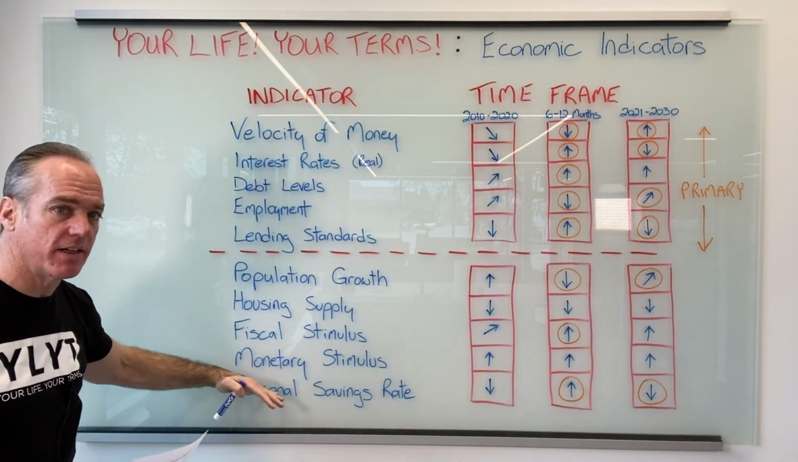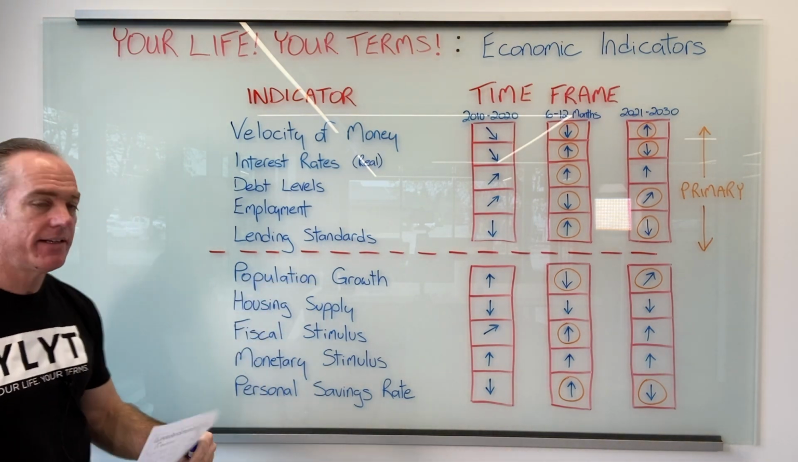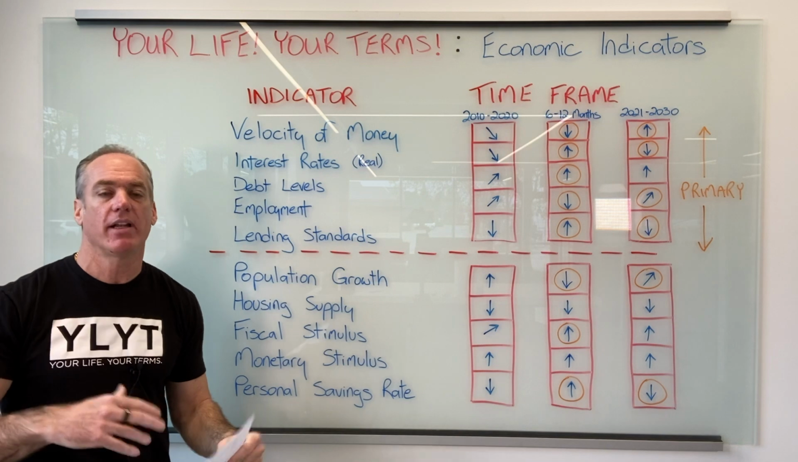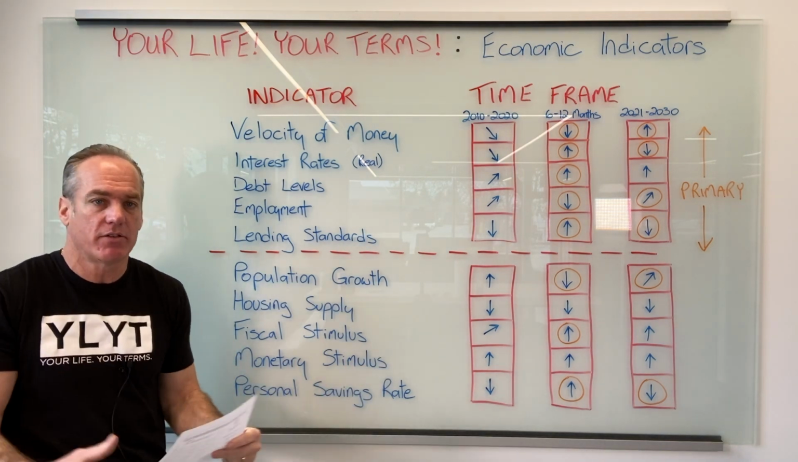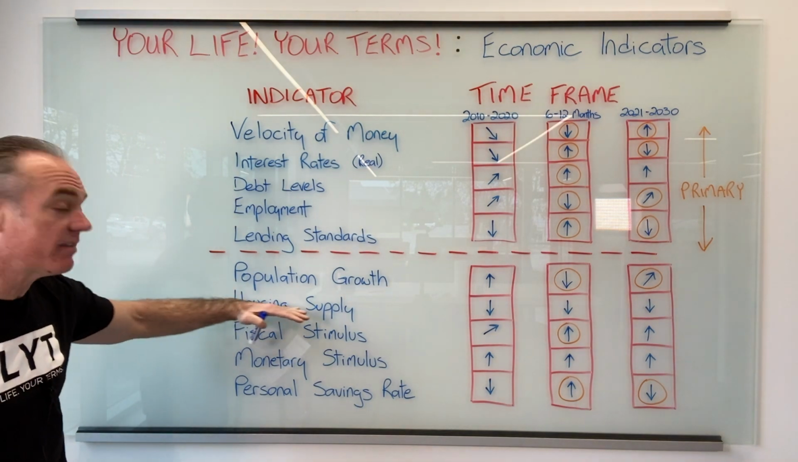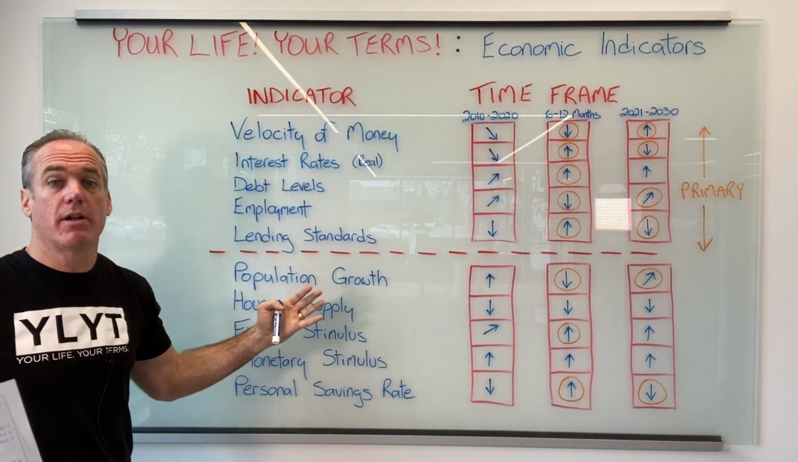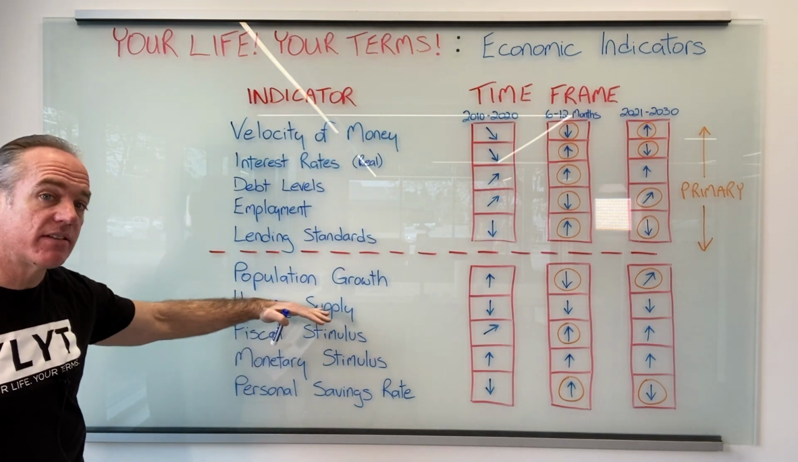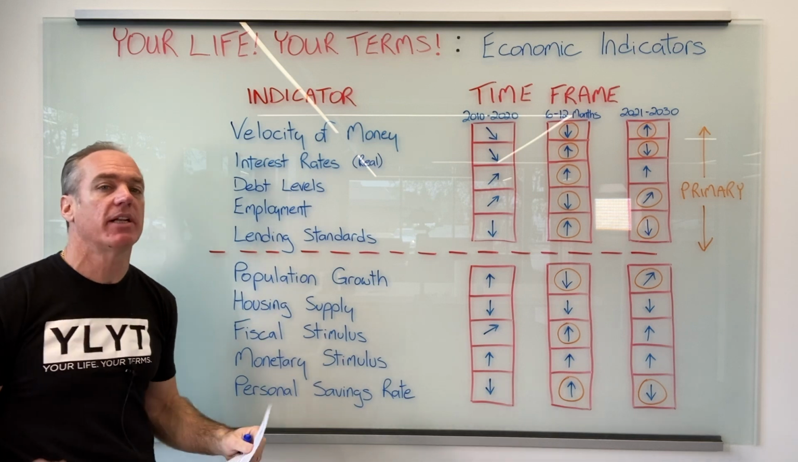Then there are these other ones that are really important to us as well, and they are population growth, especially for real estate in the Greater Toronto Area, Southern Ontario, and Canada. Then housing supply: if there is population growth or lack of growth, whatever it may be, what does the housing supply look like? And what's going on with fiscal stimulus? Is the government doing stimulative projects in Canada?